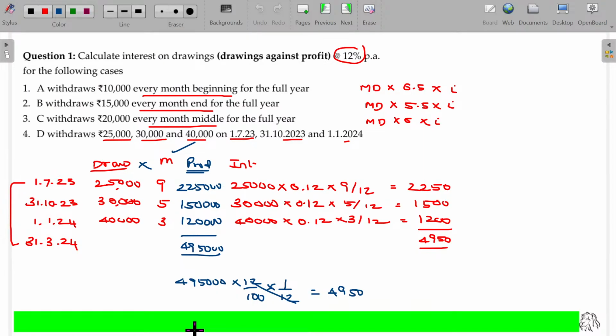Before the break, I think I may finish off P&L appropriation and past adjustments. After the break, we'll start with the adjustments before we prepare admission and retirement. If I'm able to complete these things, in the next class on Sunday I'll finish off admission, retirement, death, everything completely by the coming Sunday.